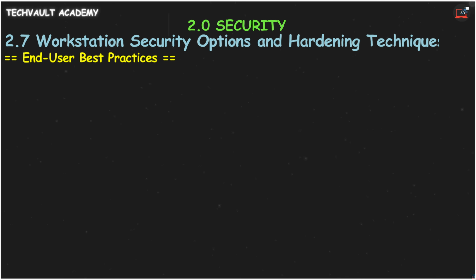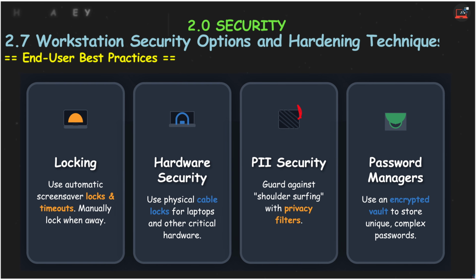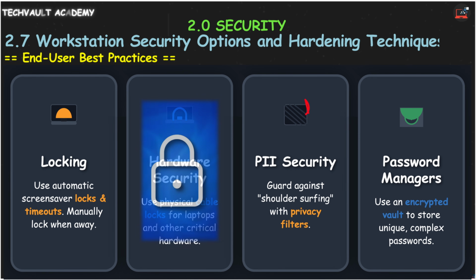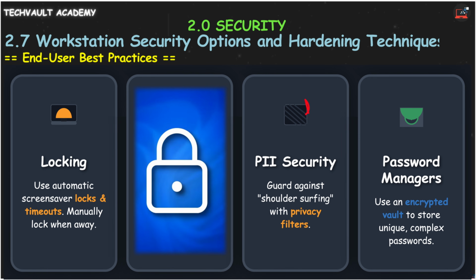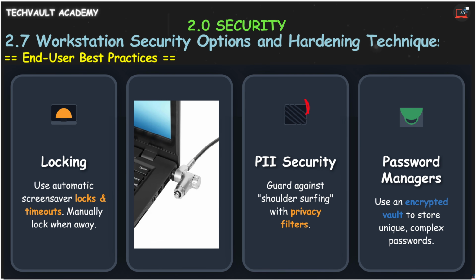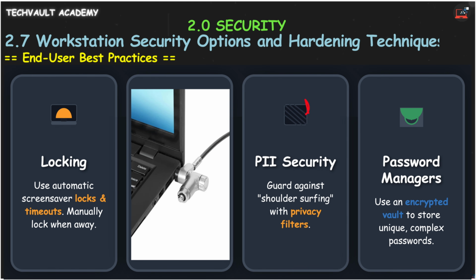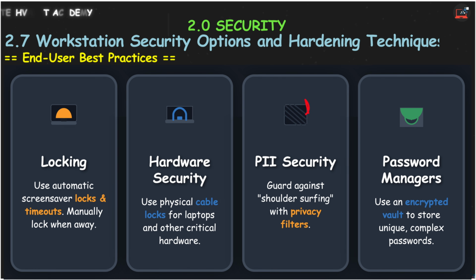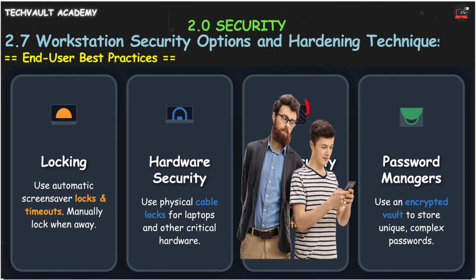Now let's talk about the user, who is often the weakest link. End-user best practices are critical. Always use screensaver locks that require a password after a period of inactivity. Manually lock your machine whenever you step away. For hardware, use physical cable locks to secure laptops and prevent theft. When it comes to sensitive data like personally identifiable information or PII, be aware of your surroundings. Use privacy filters on your screen to block shoulder surfers, and always shield the screen when entering passwords.